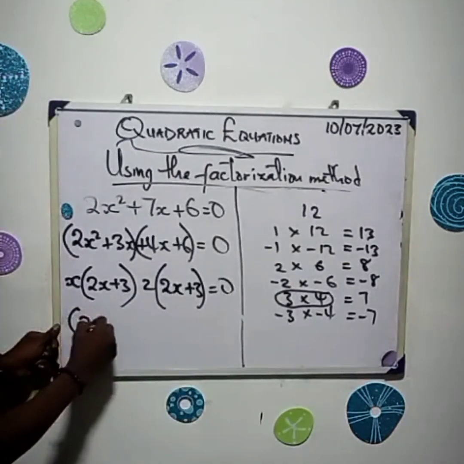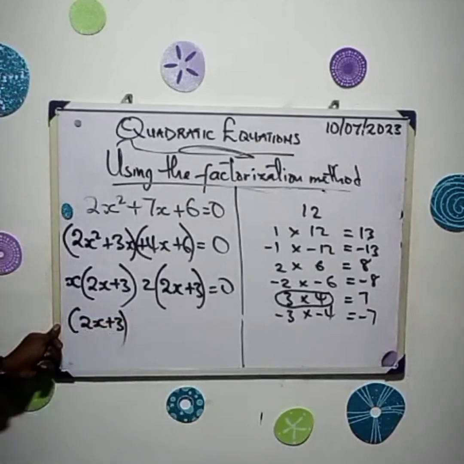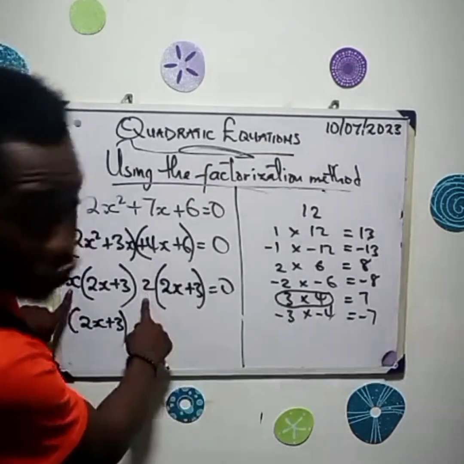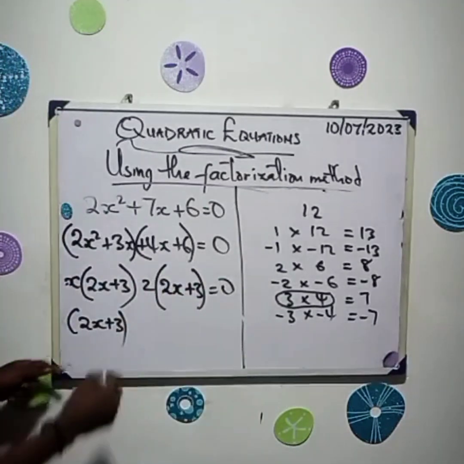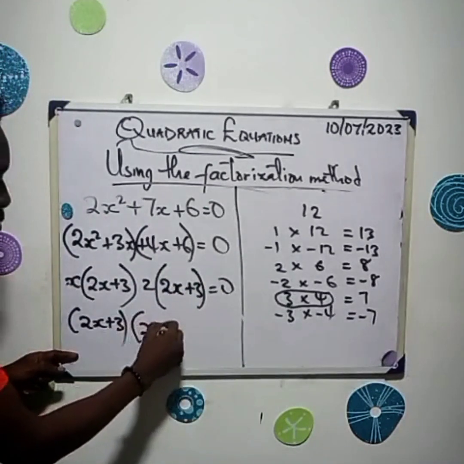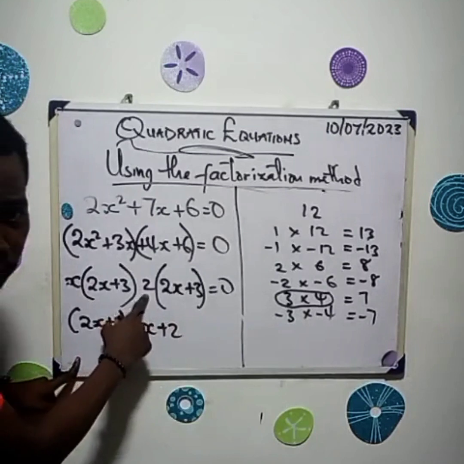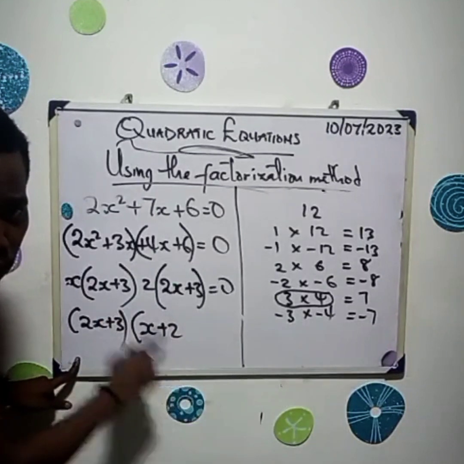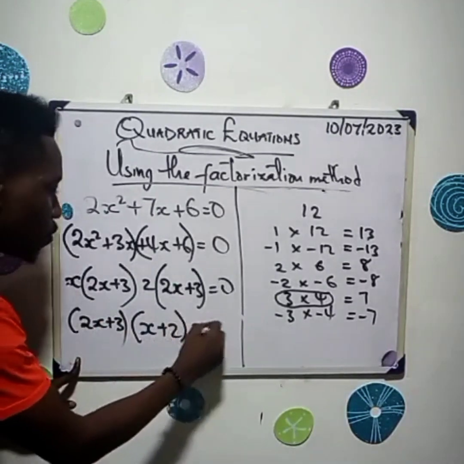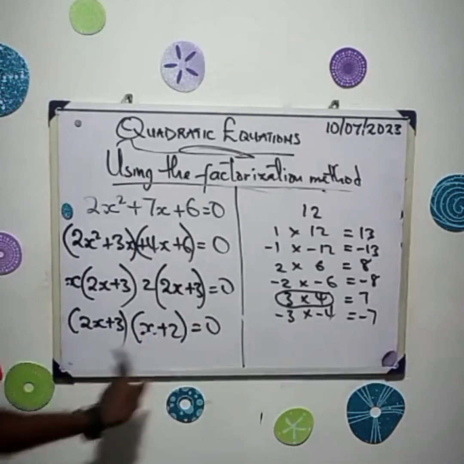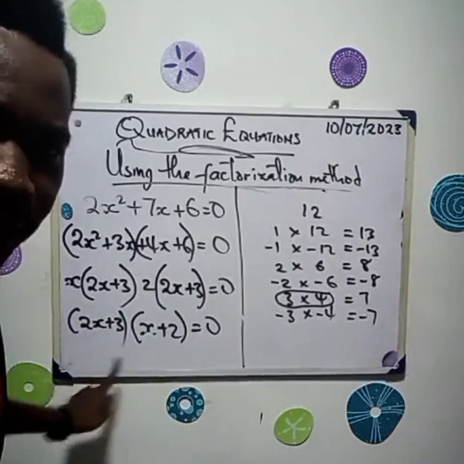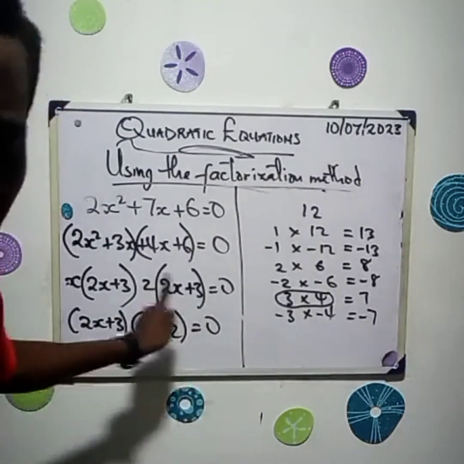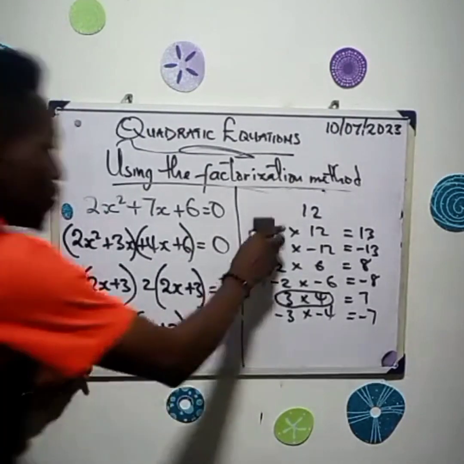You're going to have 2x plus 3. And what next? These two terms outside the bracket, bring them into another bracket, and then you have x plus 2. Note that this 2 here is positive 2, and this is x, so equals 0. These two here will give us the two values of our x. You solve this one to get one value of x, and you solve this one also to get the second value of x. Let's do that.